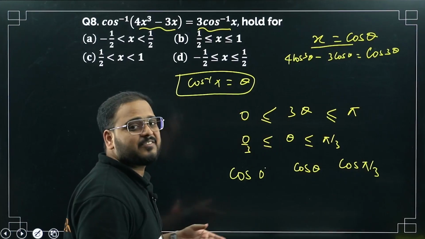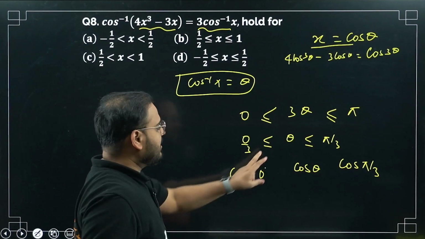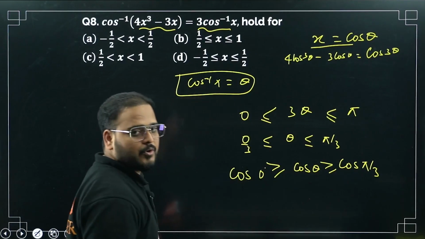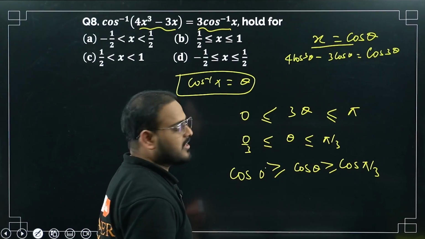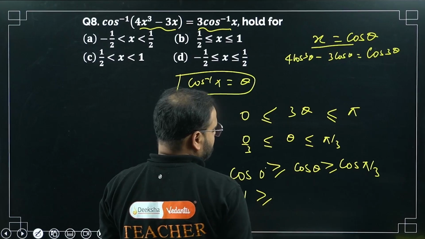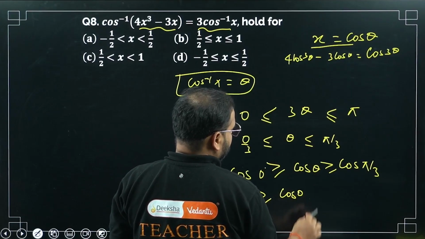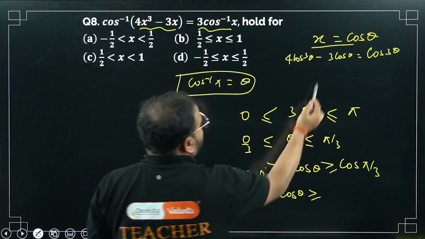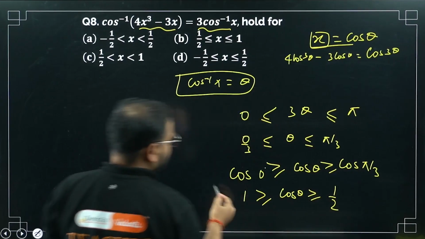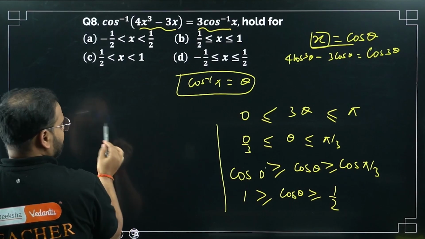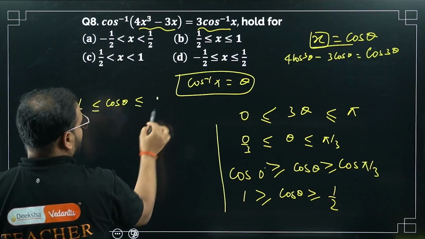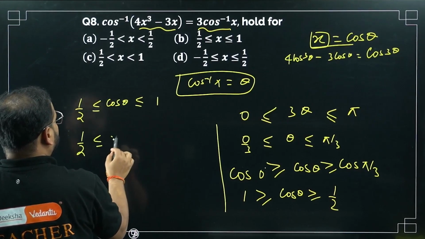What do we know? Cos is a decreasing function. A decreasing function inverts the inequality. Less than will become greater than or equal to. So cos 0 is 1, cos theta is x actually, and cos pi by 3 is 1 by 2. Now I'll rewrite it in inverted way: 1 by 2 less than or equal to cos theta less than or equal to 1. So 1 by 2 less than or equal to x less than or equal to 1.